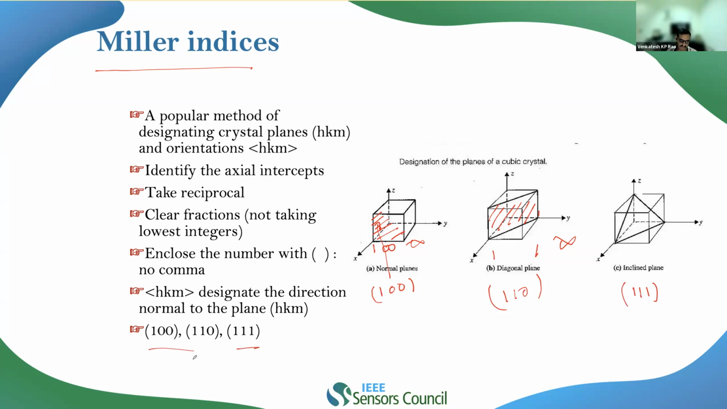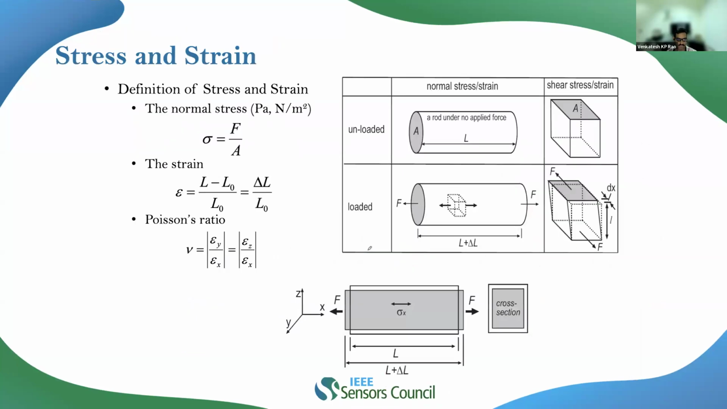To find the Miller indices for the respective direction, as I already told you, you first need to look at the intercepts along the different orientations and take the reciprocal of them, then normalize the entire thing. Then you will get the Miller indices.